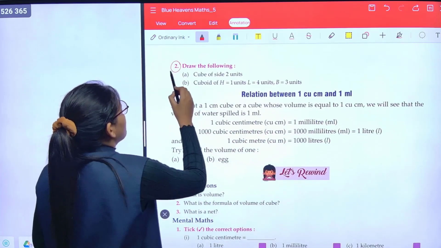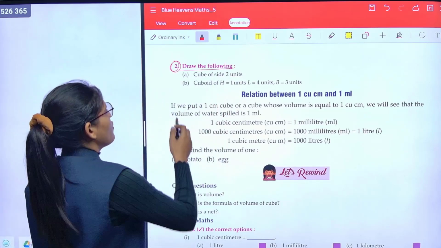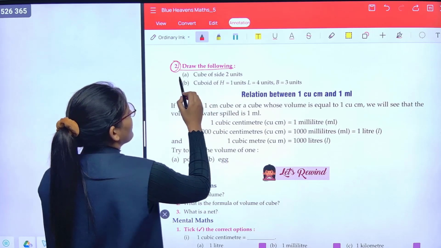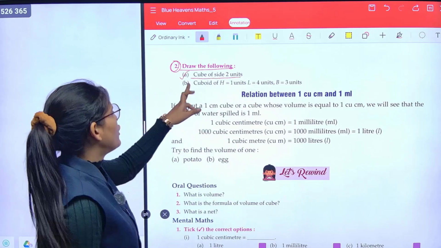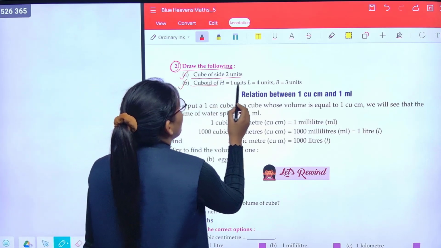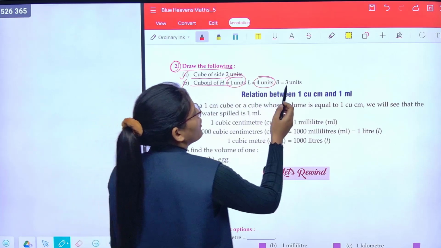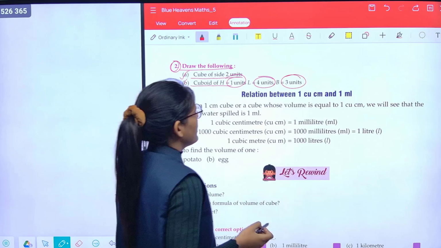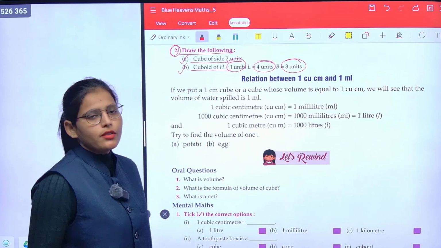Now, class, question number 2. Draw the following. A. Cube of side 2 units, class. And B. Cuboid of height 1 unit, length 4 units and breadth 3 units, class. Okay, class. Now, this question you have to do yourself.